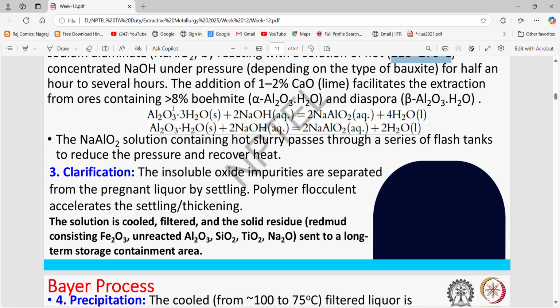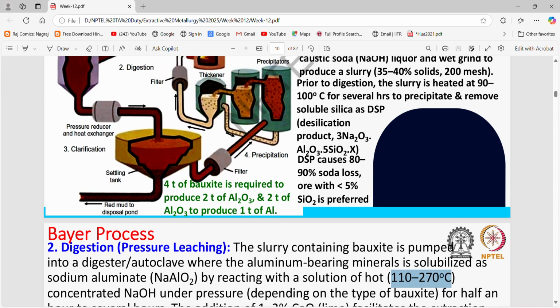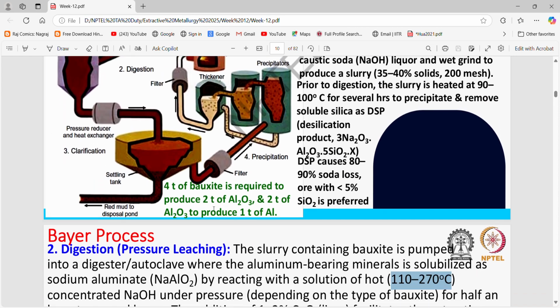So this red mud, why are we calling this red mud? Because it contains a very high amount of iron and it is red in color, and it is a huge problem for the alumina industries, aluminium production studies, because during the process, as we have already discussed, 4 ton of bauxite is required to produce 2 ton of Al2O3 material. The rest of the 2 ton is going as red mud material. So around 50 to 60% we are creating as a waste material during the Bayer's process.